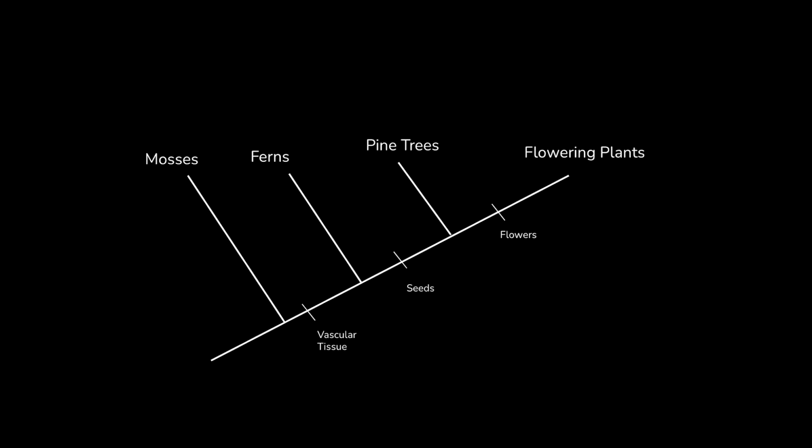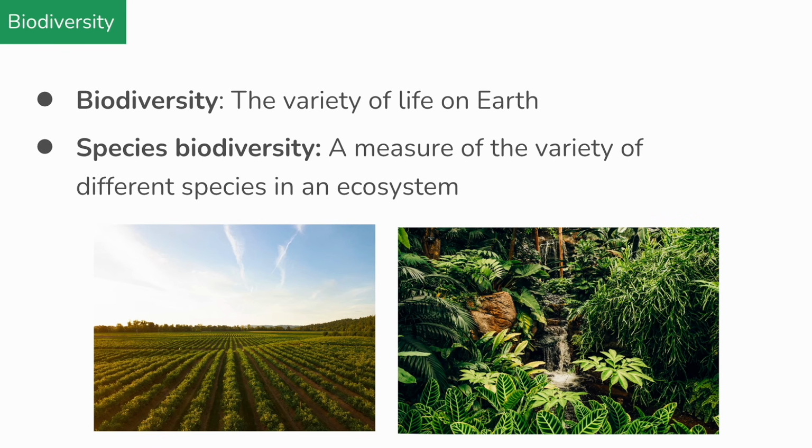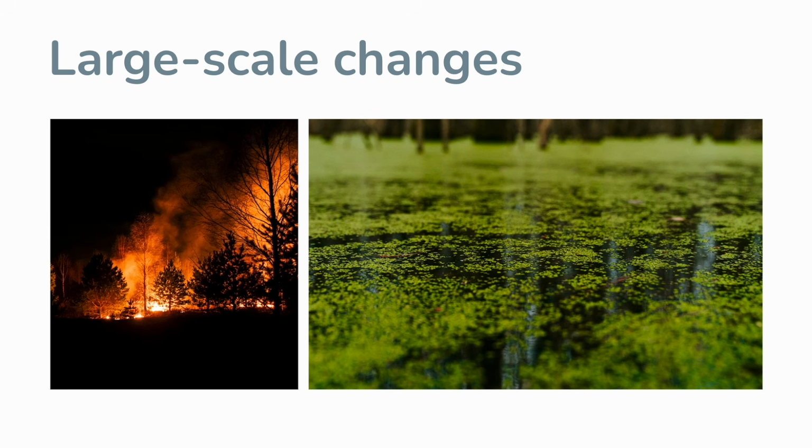Now, backing all the way up to the biosphere, remember different levels of organization in biology go from molecule all the way up to all life on Earth. And at the population, community, and ecosystem level, we can talk about biodiversity, which is a measure of the variety of different types of organisms in an ecosystem. And biodiversity is very important to living things, because the more biodiverse an ecosystem is, the more resilient it will be.